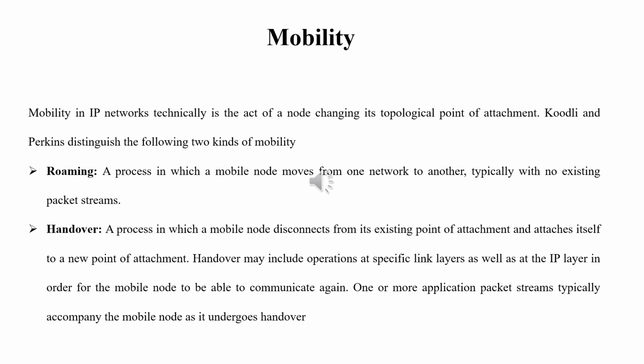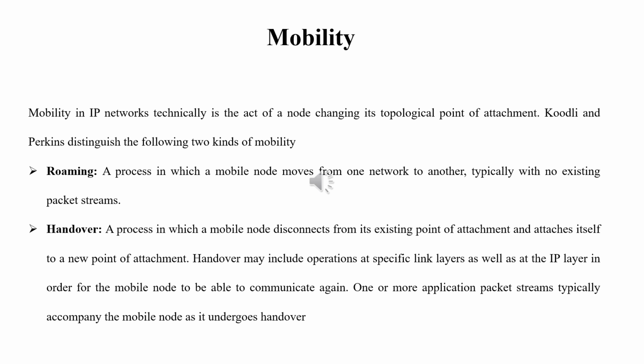At the same time, active data flows may be in progress and application servers may need to know how to reach the tracked device. This section considers what causes different kinds of mobility and how IPv6 and LoWPAN can deal with mobility. Mobility types. Mobility in an IP network technically is the act of a node changing its topological point of attachment.